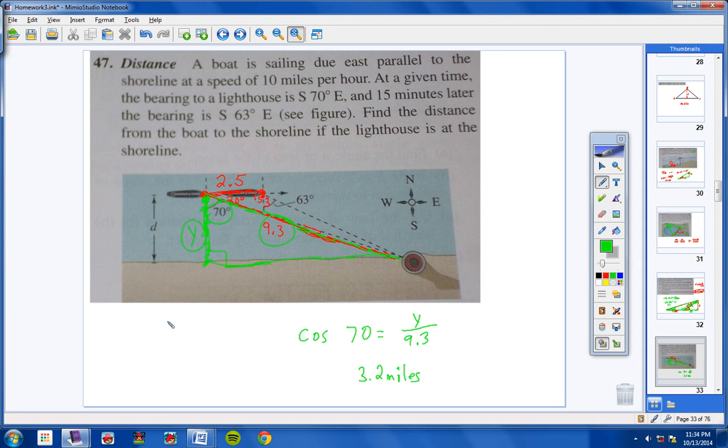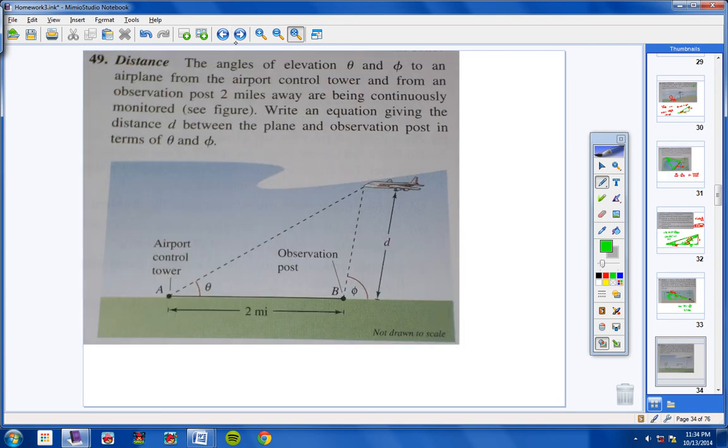One more problem, we're done. One more. This is a tough one. This is a really tough one. So please take some really good notes. Here we go. The angles of elevation are this theta and this angle right here. So here and here. Got it?